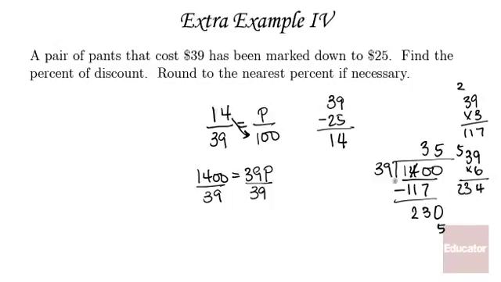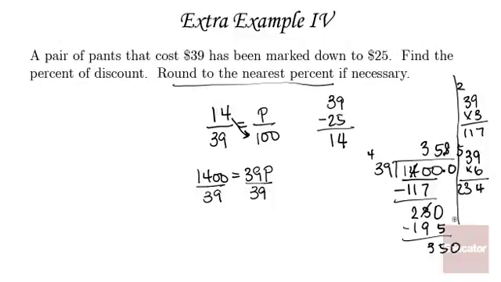5 times 9 is 45. 3 times 5 is 15, 19. We borrowed, so it's 12 minus 9, which is 3. 35, yes, not big enough. And then let's put another 0 here just to find the decimal that we're going to round to, because we need that decimal to know whether to round the 35 up or keep it the same. Bring down the 0, and 39 will go into 350 about 8 times. Okay, so that's telling me that I'm going to round up to 36%. So the percent of discount is about 36%.